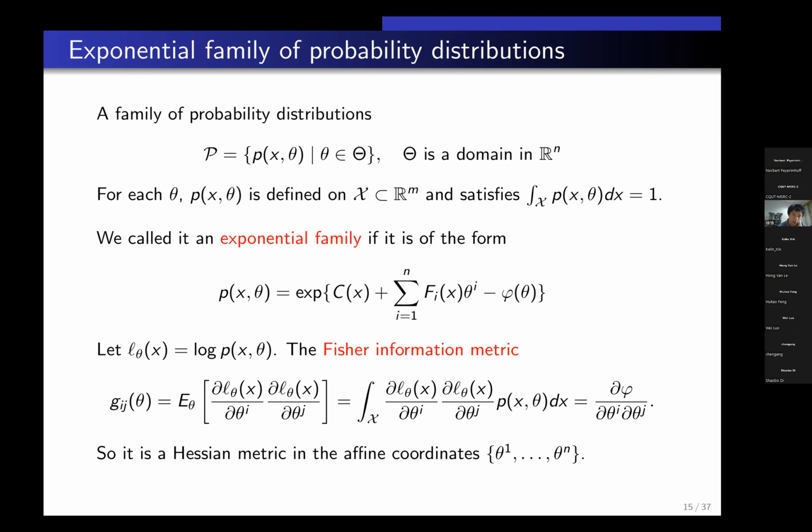We can prove that this Fisher information matrix is actually a Hessian matrix in the affine coordinates. So we can have this affine coordinate, and by the definition of Hessian, its dual connection should also be flat, right? This could be easily proved. So this is a very important example of information geometry.